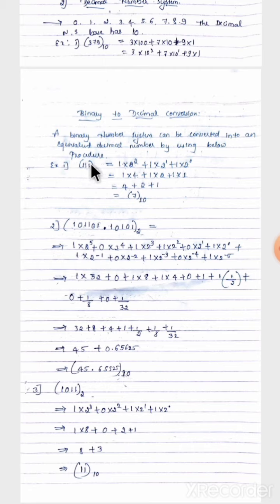Take the positions as 0, 1, 2. So 1 into 2 squared plus the second digit 1 into 2 raised to 1 plus 1 into 2 raised to 0. So 1 into 2 squared is 4, plus 1 into 2 raised to 1 is 2, plus 1 into anything raised to 0 is 1. Simple. 4 plus 2 plus 1 is 7 with base 10. So conversion of 111 base 2, this binary number, to decimal is 7 with base 10. Simple, no?